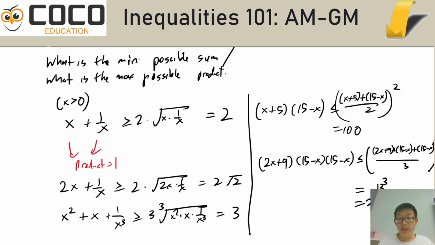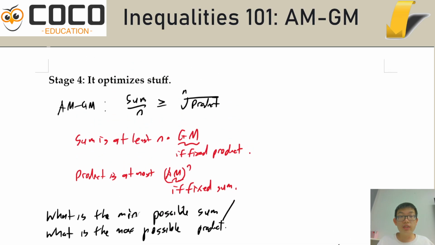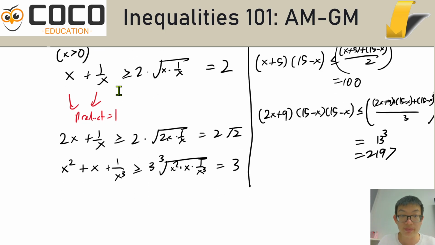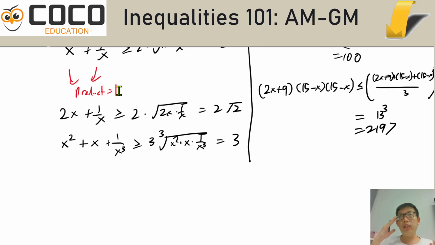So fundamentally, it optimizes stuff that have a fixed either sum or product. You can use that to know the minimum possible sum or the maximum possible product given the other thing. Now, of course, it can work with more than one variable. It can also work if they tell you something.